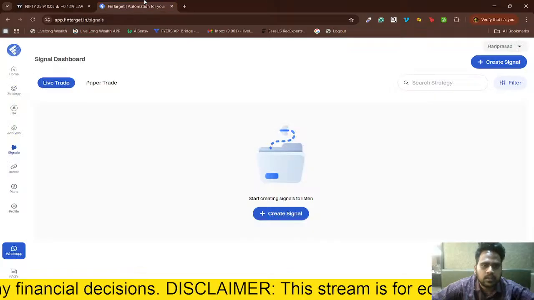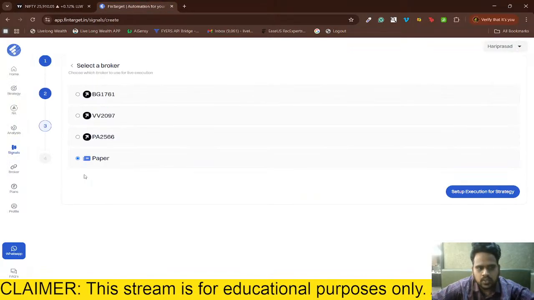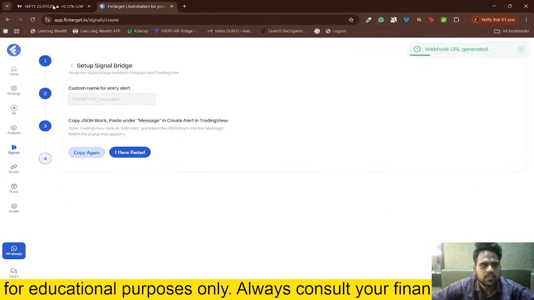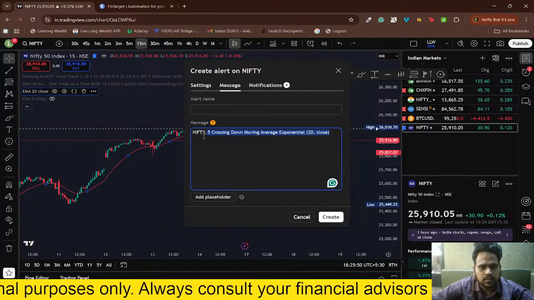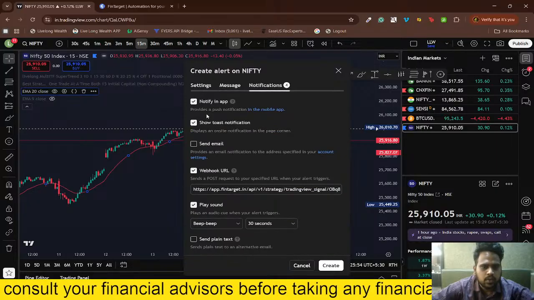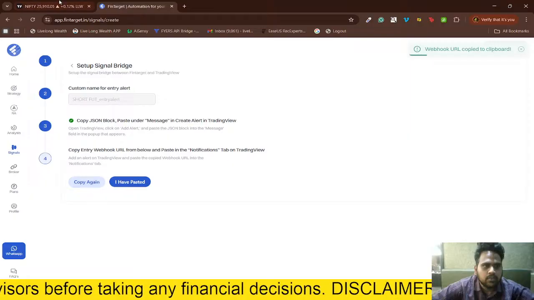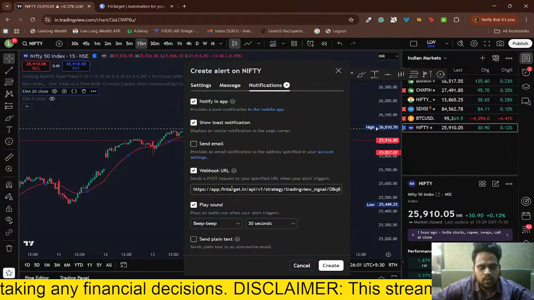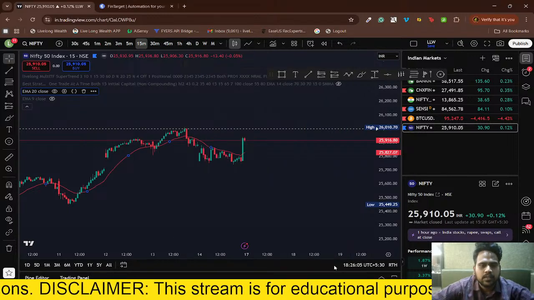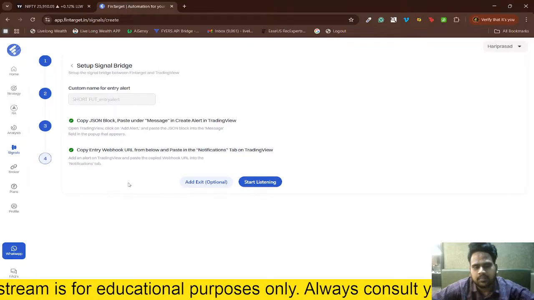Then we need to go here and create a signal in TradingView. Which one? The short future, paper trading. As of now, copy the JSON block and paste it here. Next, copy the URL, go here and paste that URL. Now it is created.